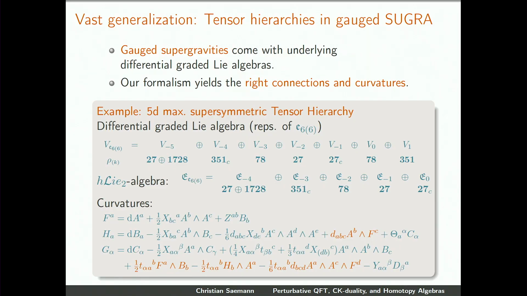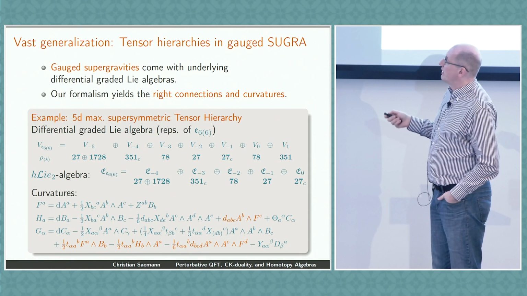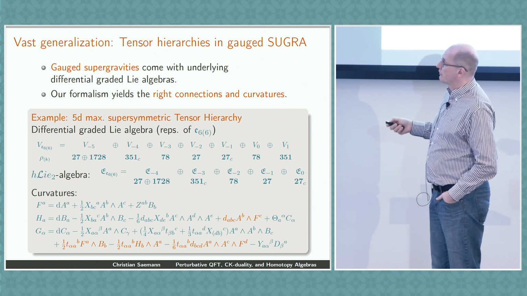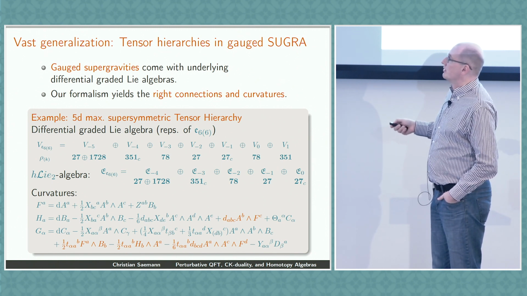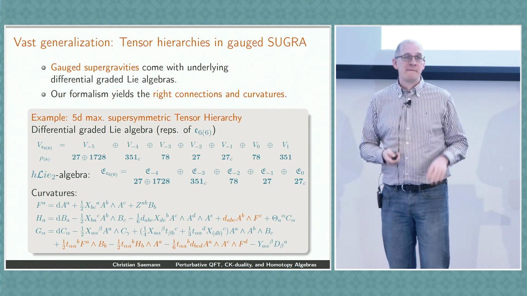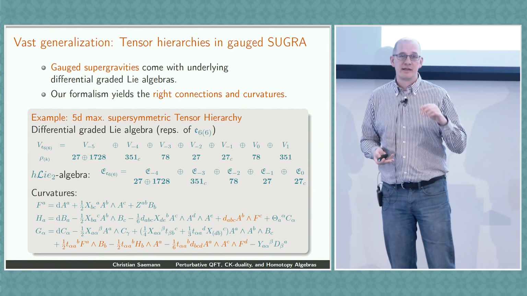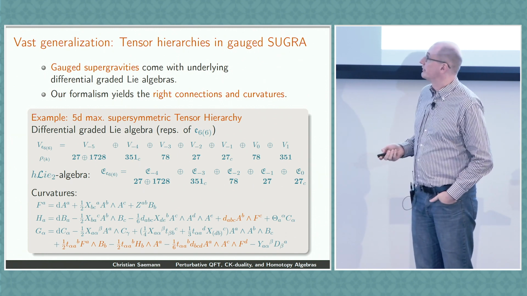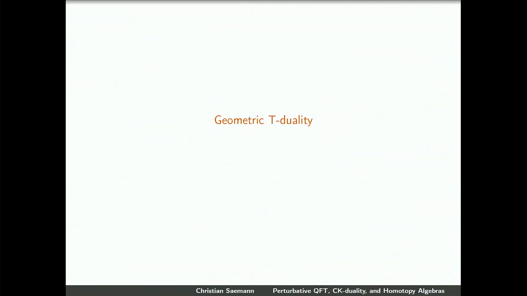And there's an example. You have here the various representation spaces of E6(6) that form the tensor hierarchy, or that underlie the tensor hierarchy for 5-dimensional maximal supersymmetry. And you get then an H Lie-2 algebra out of that, and then you use our formalism, crank the wheel, and you get adjusted curvatures. You look it up and compare that to the physical literature, and these are exactly the curvatures that they get out, right? So this whole formalism of adjusted connections from alternators matches gauged supergravity. So that looks good. Now what we need is more examples to see where the adjustment actually comes from.